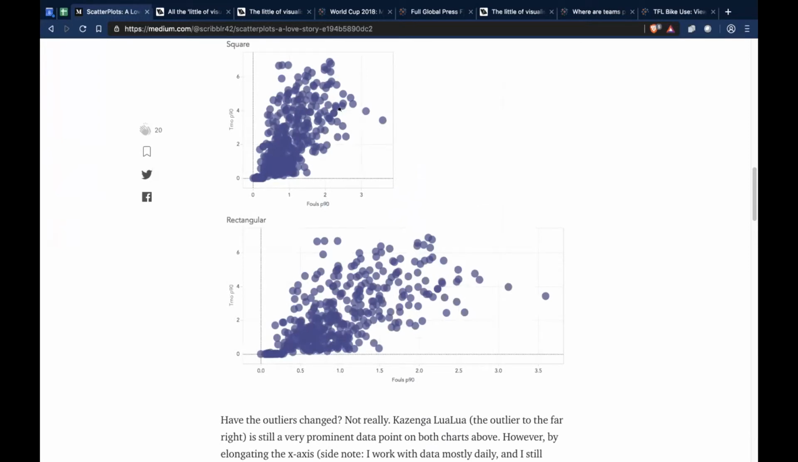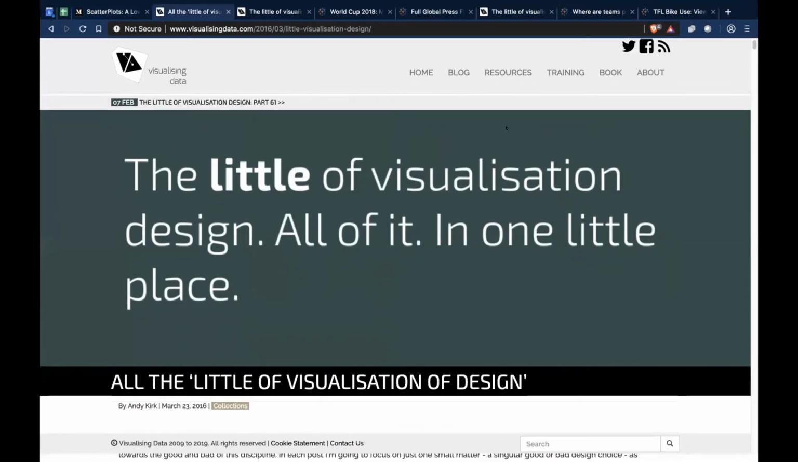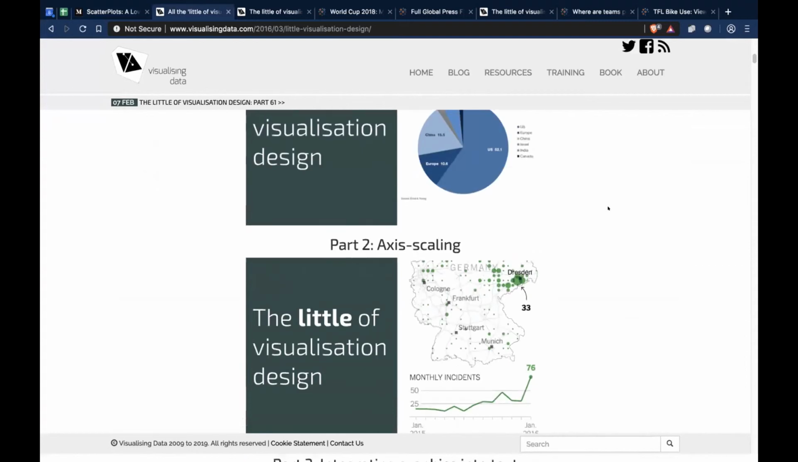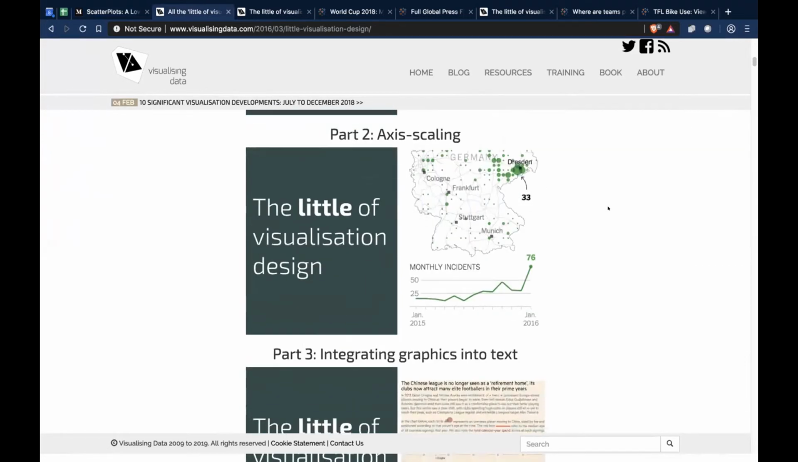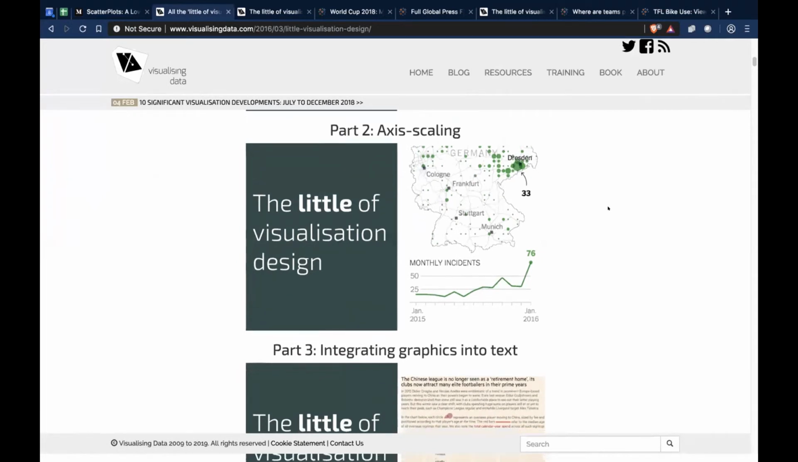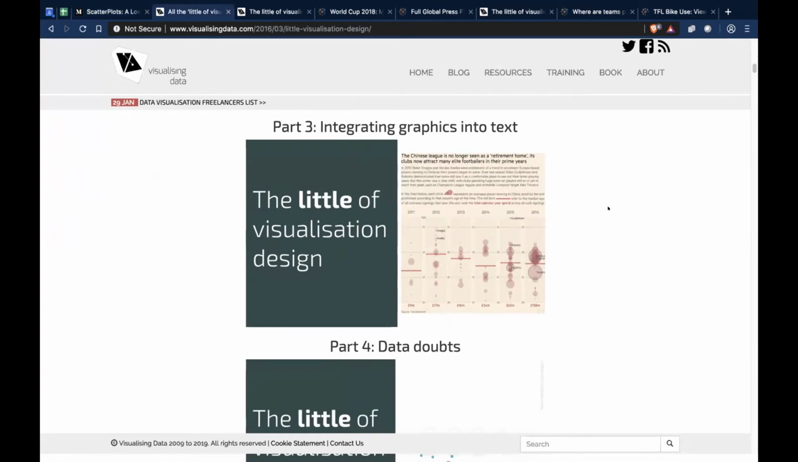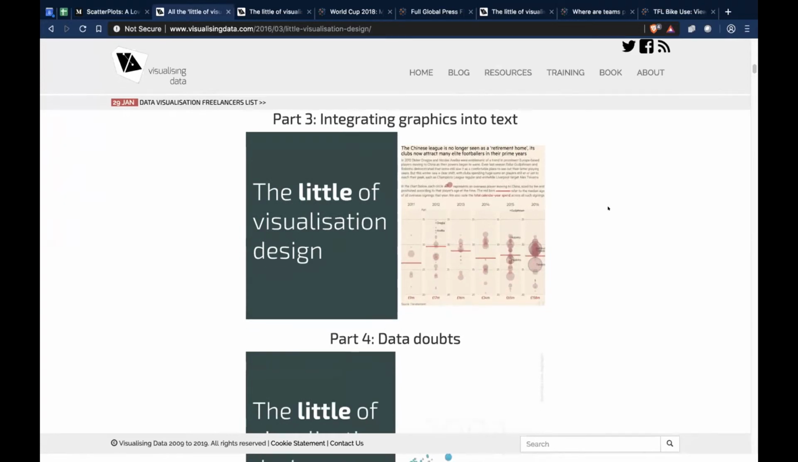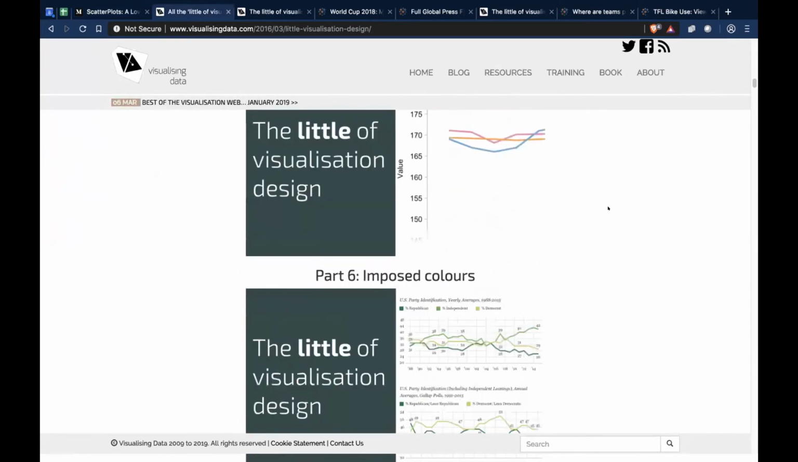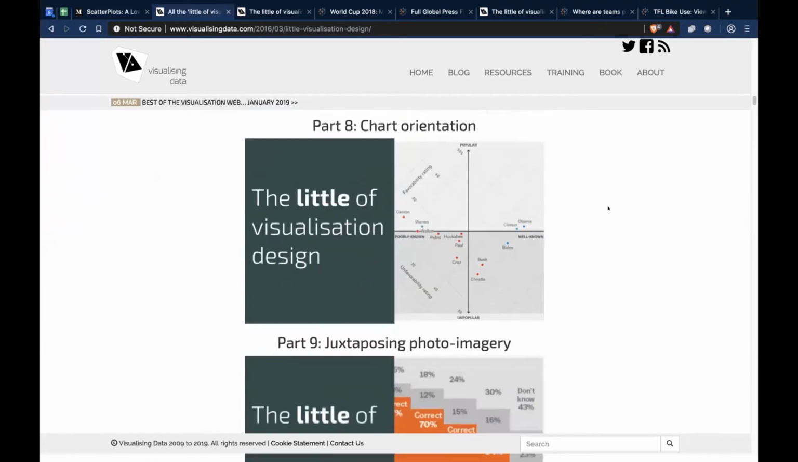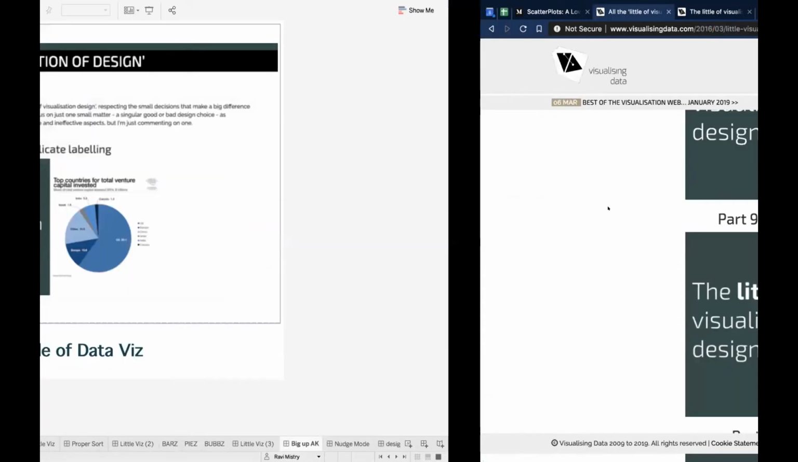This is one for people to talk about and come back to perhaps. But The Little of Data Viz Design is a fantastic series, and Andy Kirk does a really great job of curating really good examples of people using nudges, visual nudges, to actually look at integrating graphs and integrating educational points into their charts. So we're talking about axis line fading, connecting data points, little keys, small color changes.